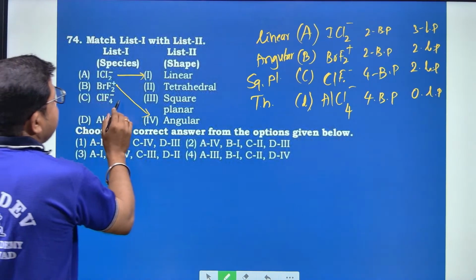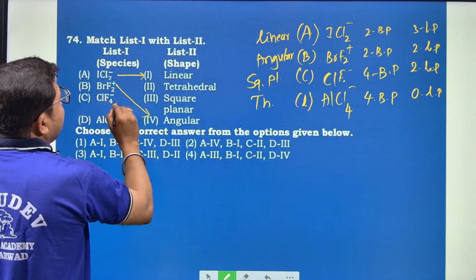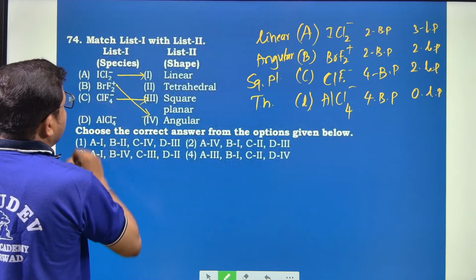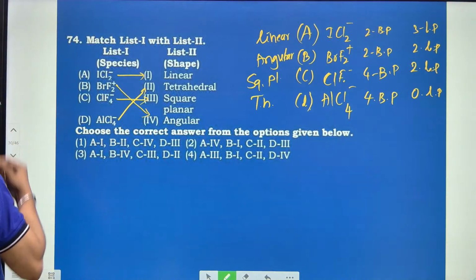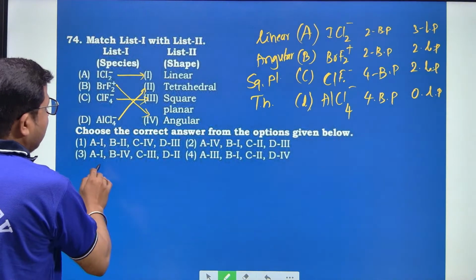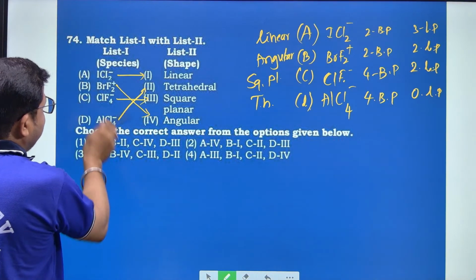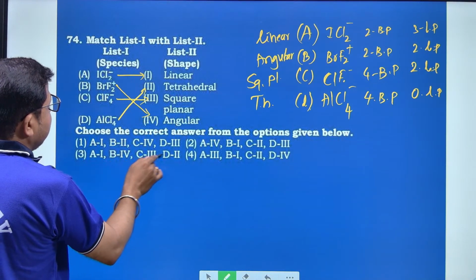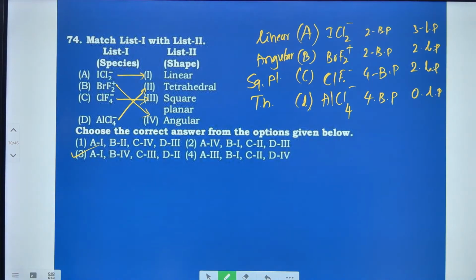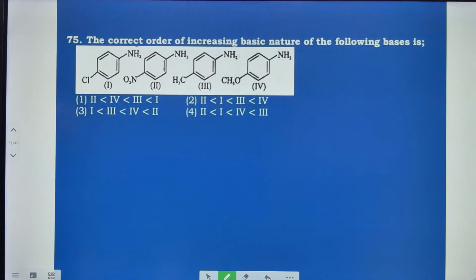And option C is square planar. Option D is tetrahedral. See here which one matches: B4, A1, B4, C3, D2. The option 4 is the right answer. And now move towards the next question.